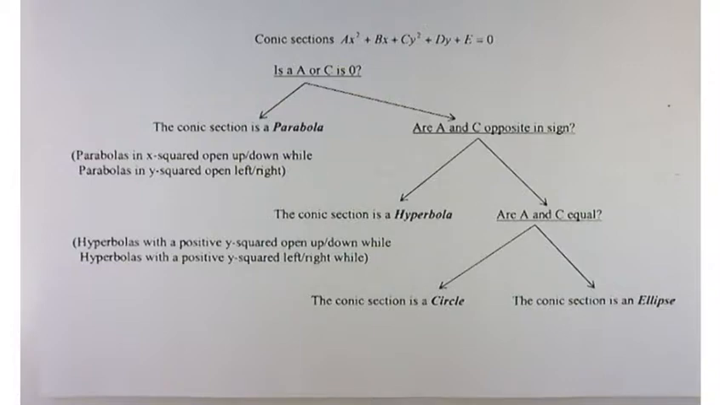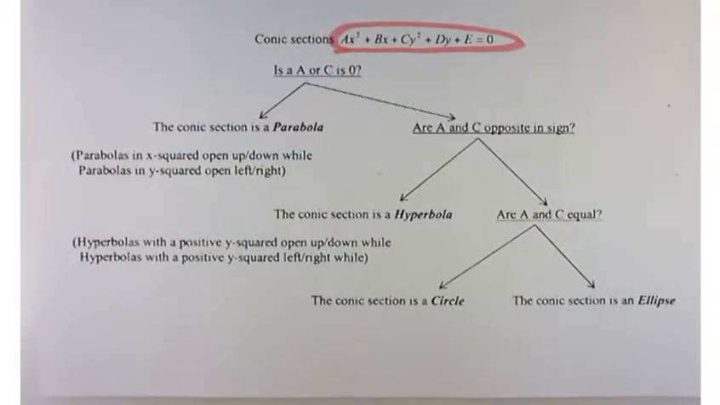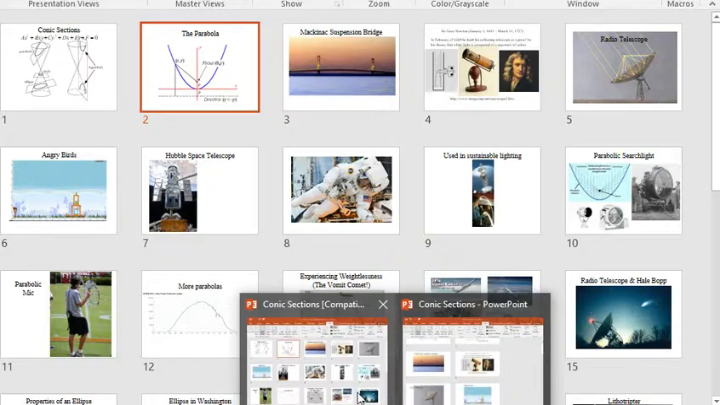So section 10.1 is going to talk about conic sections. Conic sections are different values for A, B, C, D, and E when you plug them into equations like this. And you're going to get a variety of shapes depending on those particular values. Let's talk about some of those shapes and what you might see.